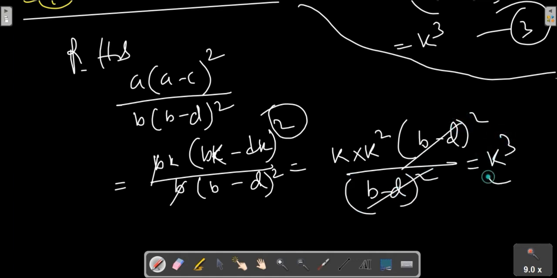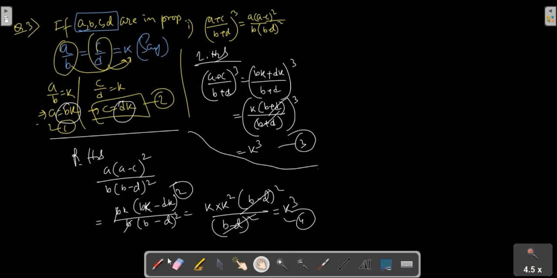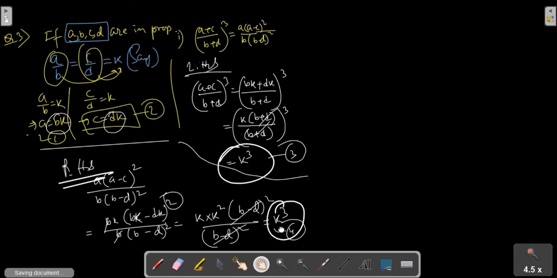And if I give it equation number 4, very easily you can all see now that in the RHS part we have got K cube, and in the LHS part also we have got K cube. So both of them are K cube, which means LHS and RHS are equal to each other. So I hope you have understood this sum.